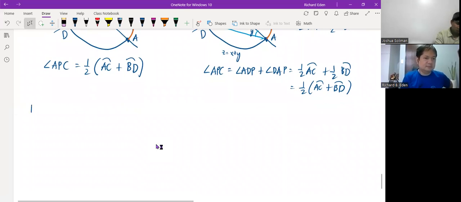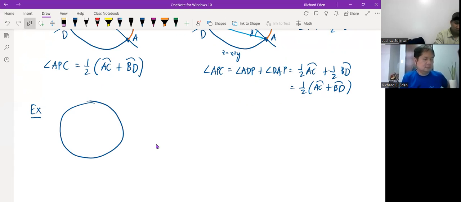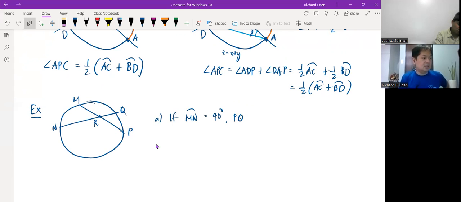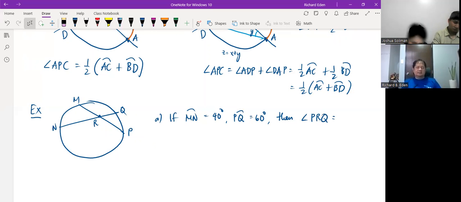So, quick example. Not drawn to scale. M, N, R, Q, P. If arc MN is 40 degrees and PQ is 60 degrees, then what's angle PRQ? 50. All right, angle PRQ is 50 degrees.